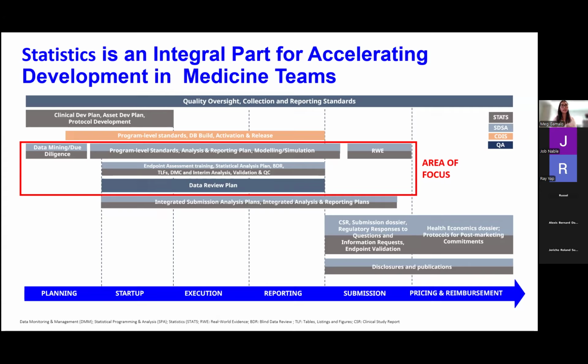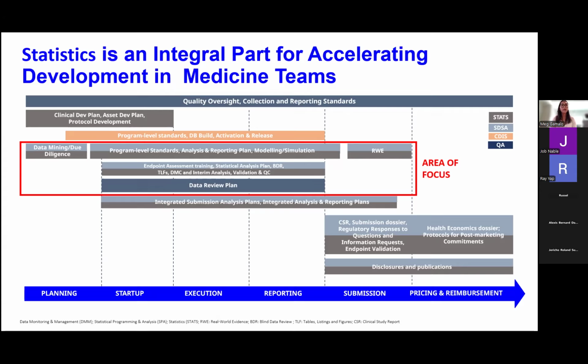So that's the clinical development plan. The asset development plan, meaning what are the potential indications for which we will develop the assets? It could be, let's say, atopic dermatitis, but then this is also being used in, let's say, allergic rhinitis, then that is involved in the asset development plan. And the more granular one is the protocol development.